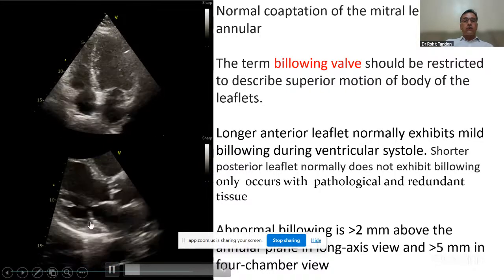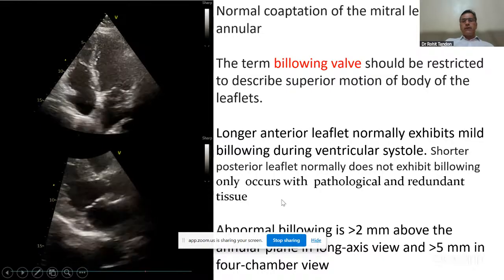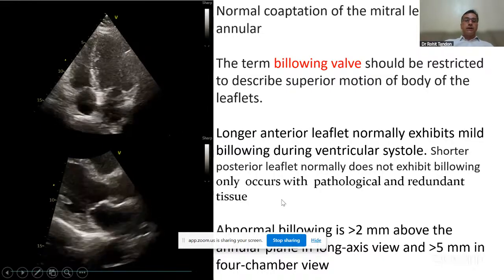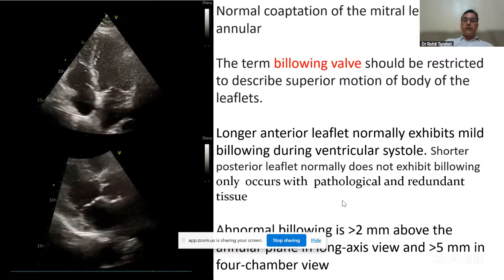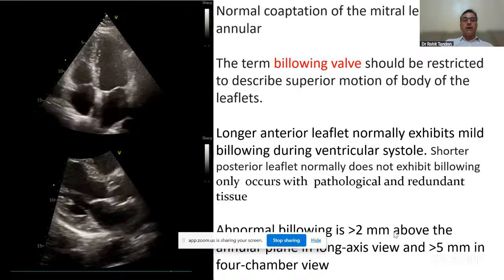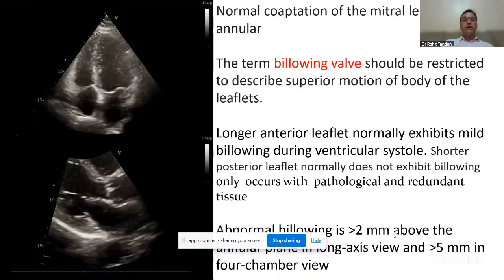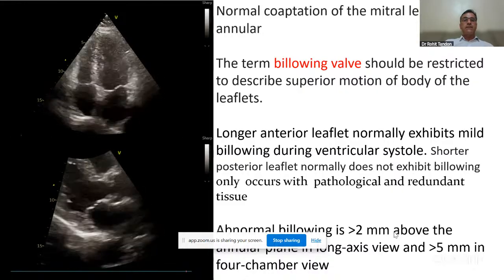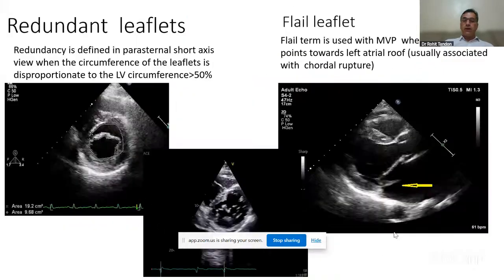but they are not crossing the annular plane, then we can say this patient may exhibit mitral valve prolapse later on. So this may be the first stage we can notice, but this is not termed as mitral valve prolapse. This is not a classic prolapse. It's only the billowing of the leaflets which is seen, which may be associated with a trivial mitral regurgitation.